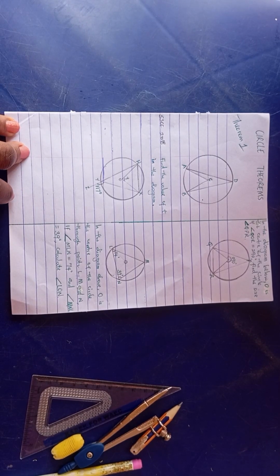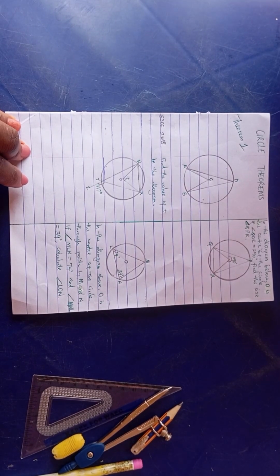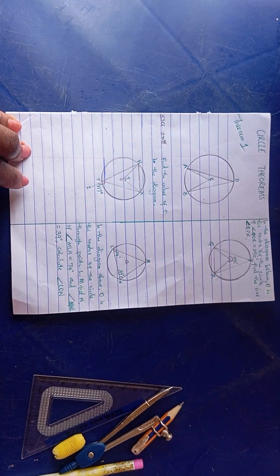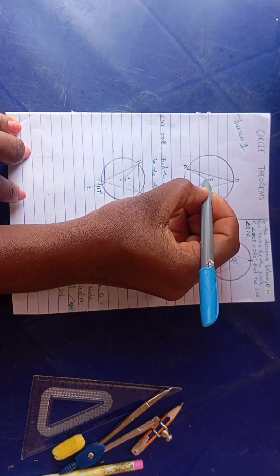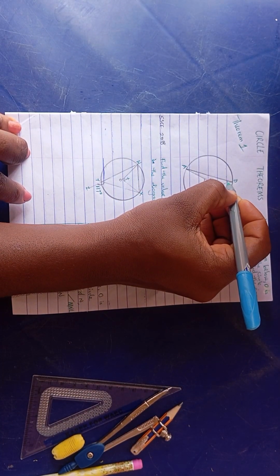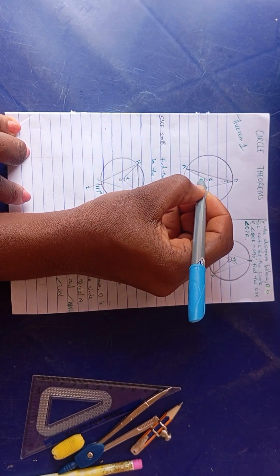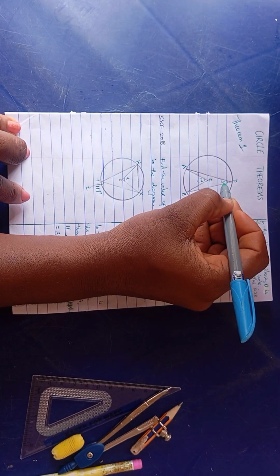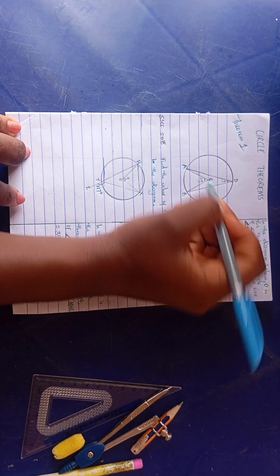Circle Theorem. This one says that the angle subtended by an arc at the center of a circle is twice that subtended at any point in the remaining parts of the circumference. The angle you have here is 2 times the angle you have here. So that is to say that if here is angle y, what you have here is angle 2y. Any angle you have here multiplied by 2 will give you the angle in the center of the circle.